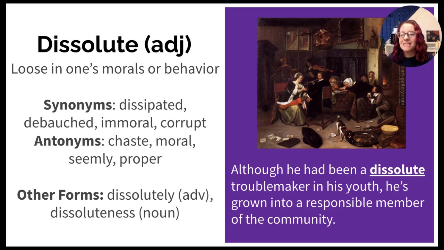Your synonyms are dissipated, debauched, immoral, and corrupt. You might recognize the word debauchery, which is the noun form of debauched. Your antonyms are chaste, moral, seemly, and proper. You have an adverb form, dissolutely, and your noun form, dissoluteness.